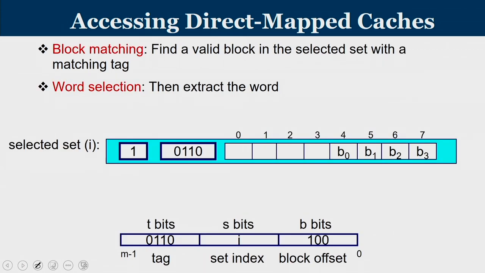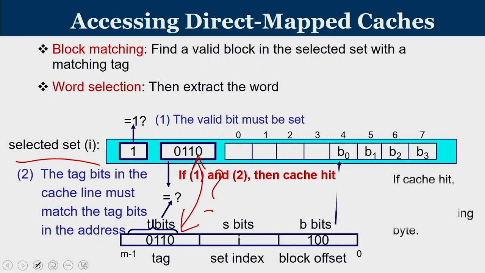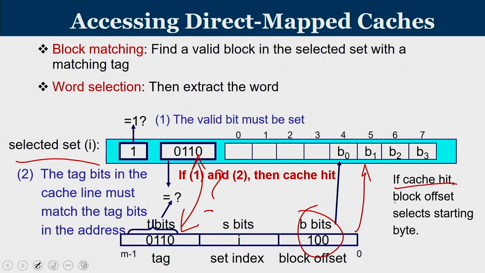Once you get the set index portion and reach that particular set, first check whether the valid bit is equal to 1 or not. If the valid bit is equal to 1, then check whether the tag in the given address is the same as the tag that is already stored in the cache. The tag bits in the cache line must match the tag bits in the address. If that is happening, then that is known as a hit. If both 1 and 2 hold together, then it is a cache hit, and using your offset bits, you try to extract the word. If it is a cache hit, then the block offset selects the starting byte of this word.